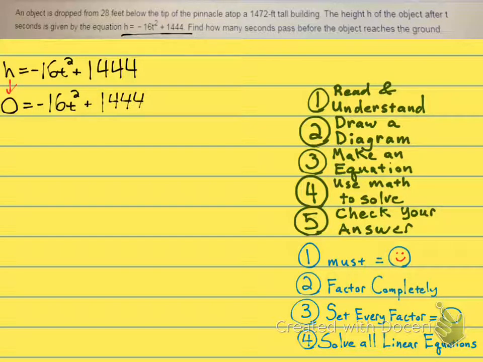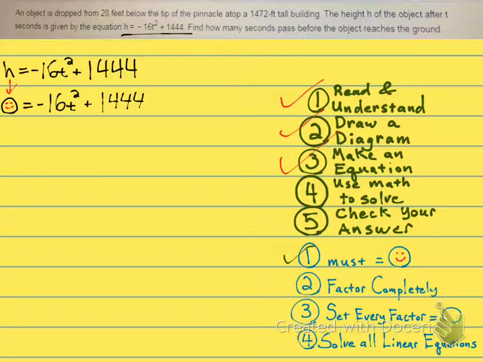Okay. We read it. We drew a diagram. We made an equation. Now let's use our mathematics to solve. This is a quadratic equation. And we can factor this. We can solve this one by factoring. I put the steps for factoring a quadratic equation down here to remind you. Step 1, it must equal 0. Does this one equal 0? Sure does. And to help you remember that, I put a smiley face in the 0.